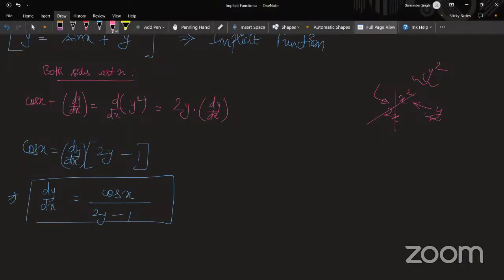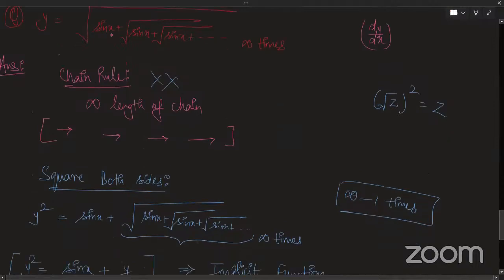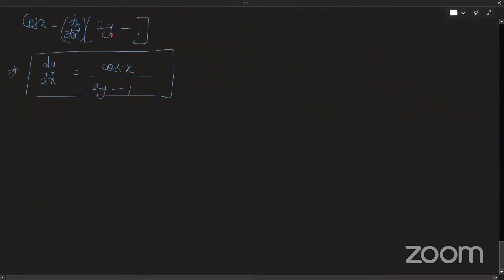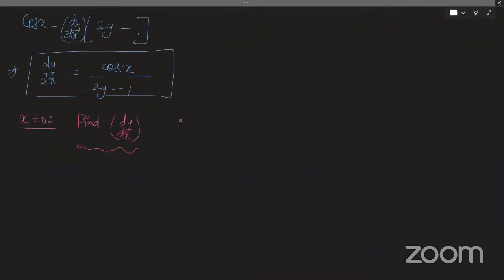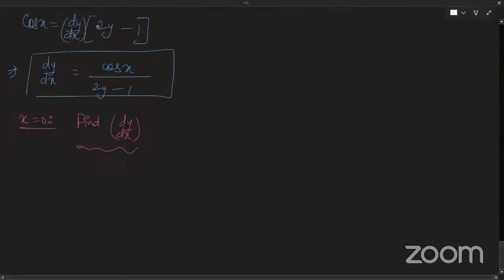So let us just increase the level of this question by 1. It has been told to you that the value of x is 0. Now it is asking you to find dy by dx. What can you do in this case? We should substitute x. Great. You should substitute x is equal to 0. So you have got dy by dx is equal to cos x by 2y minus 1. So what is cos of 0? 1. So 1 by 2y minus 1.